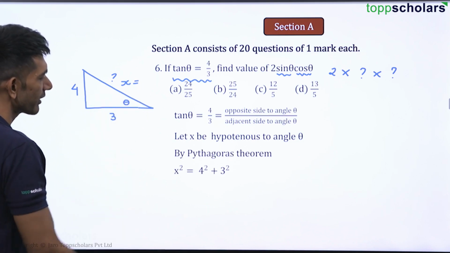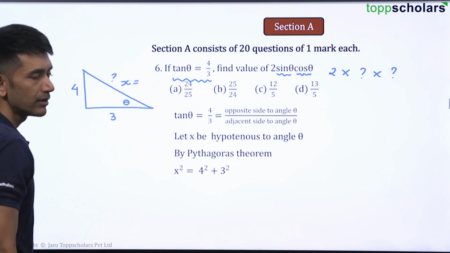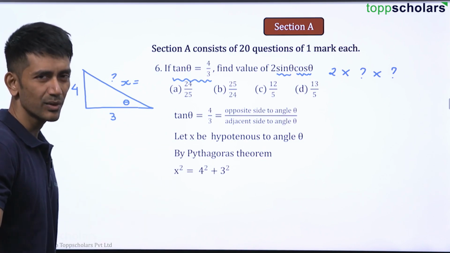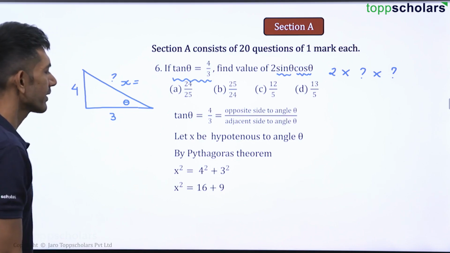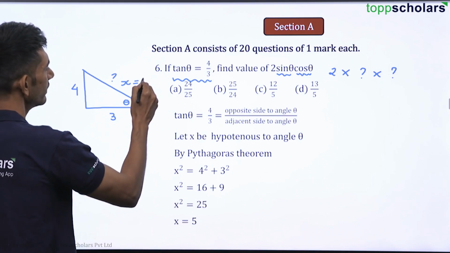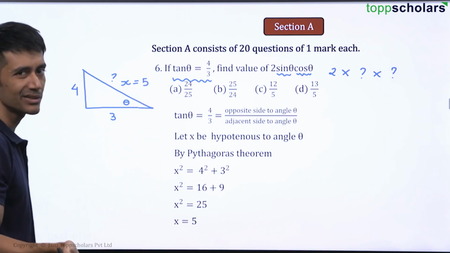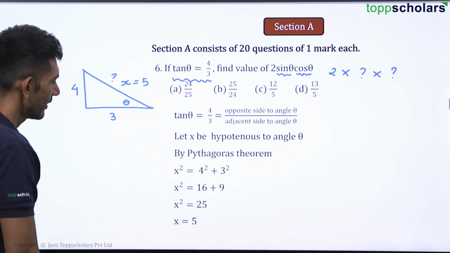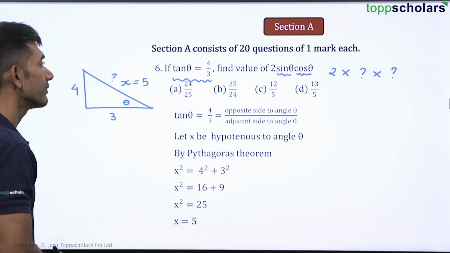By Pythagoras theorem, x square is equal to 4 square plus 3 square. 4 square is 16, 3 square is 9, 16 plus 9 is 25. Square root of 25 is 5. So this is 5. So this was basic. There was nothing much fancy in this. We got the value of the hypotenuse as 5.